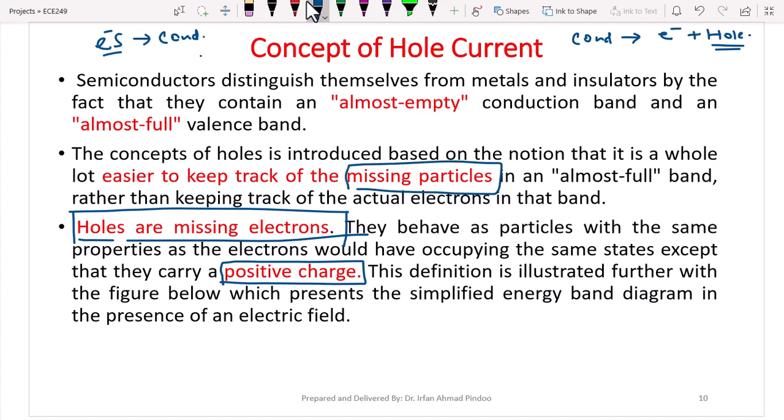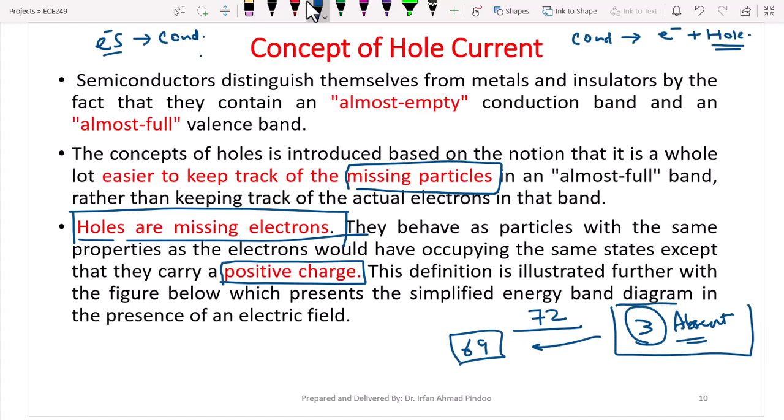It is very simple. Suppose we are taking attendance of 72 students in the class, and only 3 students are absent. Instead of tracking all the students who are present, 69 in number in this case, it is easier to track these 3 absent students, which means all the remaining are present. In the same way, suppose we have 72 electrons, 3 electrons are absent and 69 electrons are available. Instead of tracking these 69, it is easier to track these 3. So the absence of an electron can be defined in terms of a hole.